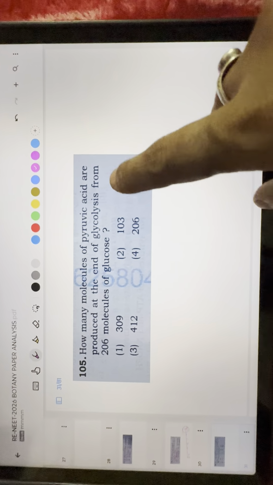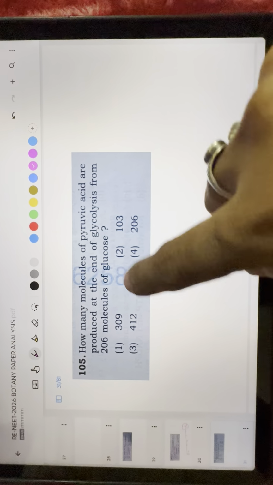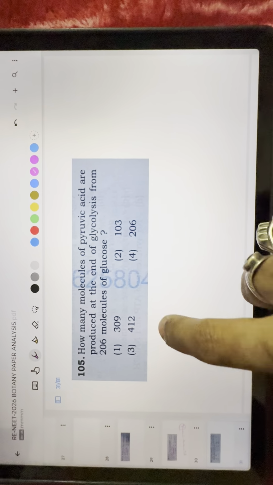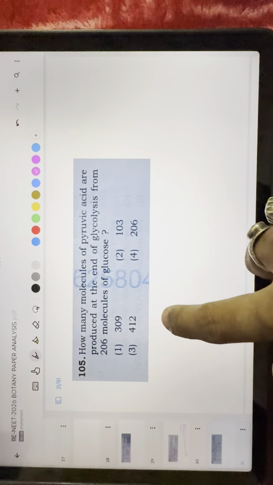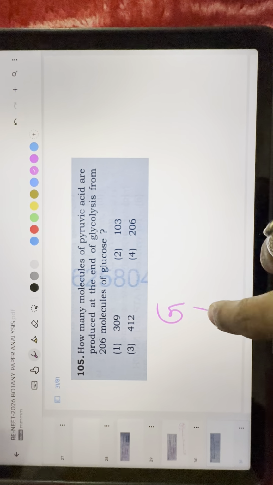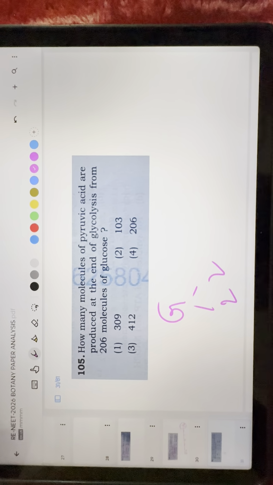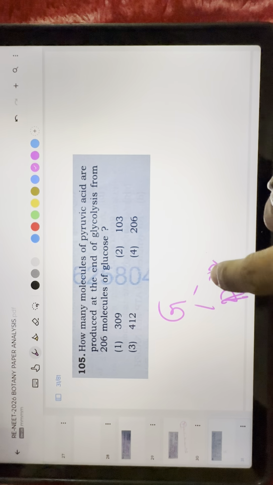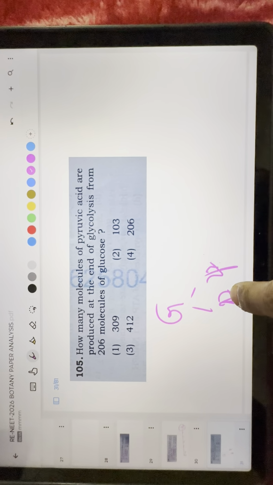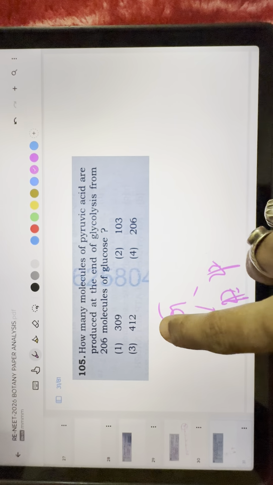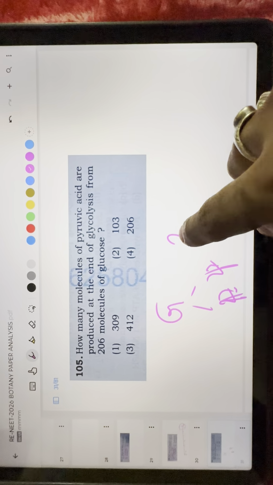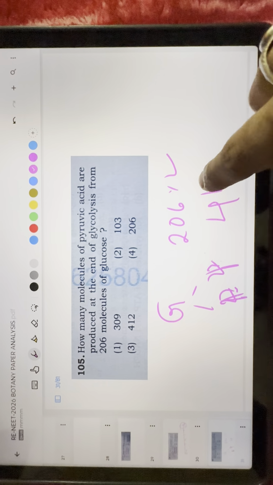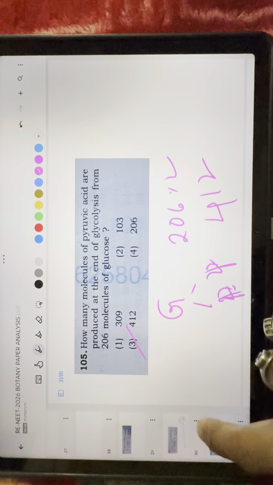How many molecules of pyruvic acid are produced at the end of the glycolysis from 206 molecules of glucose? They are asked. So that means here glucose, for every one glucose, 2 pyruvic acids have been produced. So here 2 pyruvic acid, 1 pyruvic acid, 1 pyruvic acid, like this 2 pyruvic acid will be produced. So they have asked us 206 into 2. If you are doing so, you are going to get the fourth value, that is third.